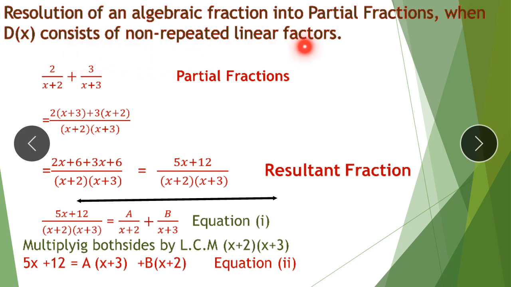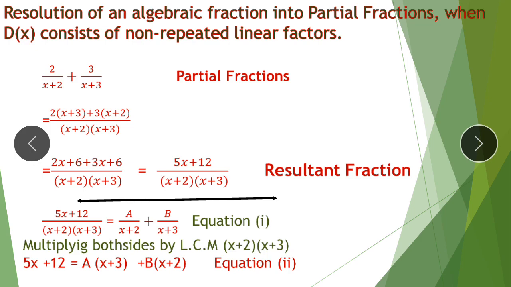The topic is specified here: when the denominator consists of non-repeated linear factors. This is very important to keep in mind, what type of denominator the fraction has. So the denominator is non-repeated, meaning it is not in repetition, like x plus 2 and x plus 3. There is no repeated x plus 2. Linear means the power will be 1. So the denominator will be non-repeated linear factors.